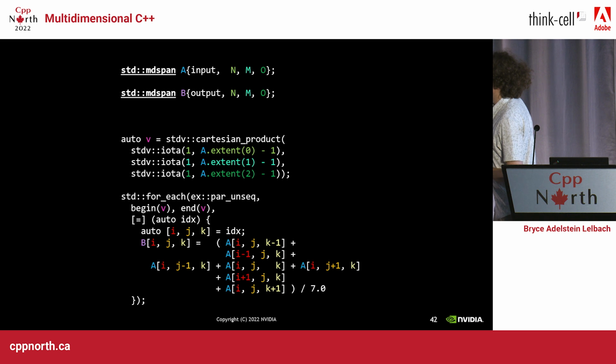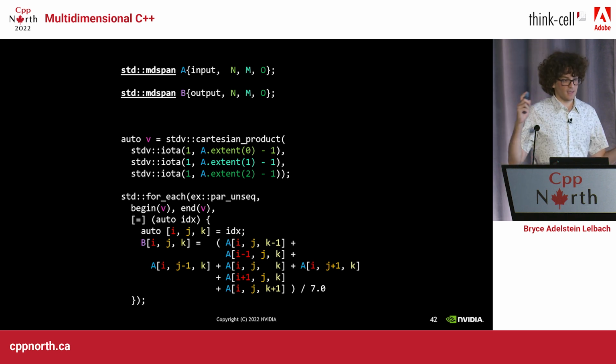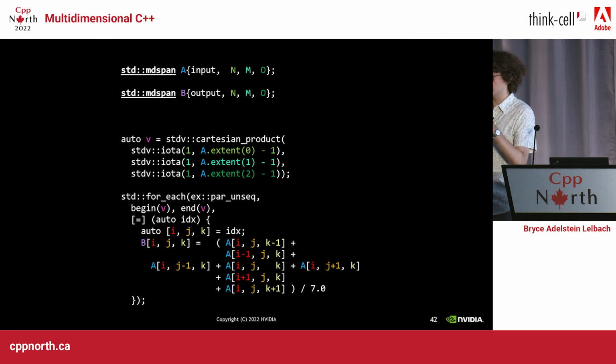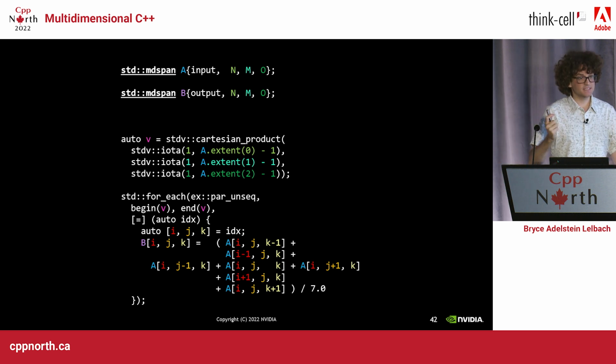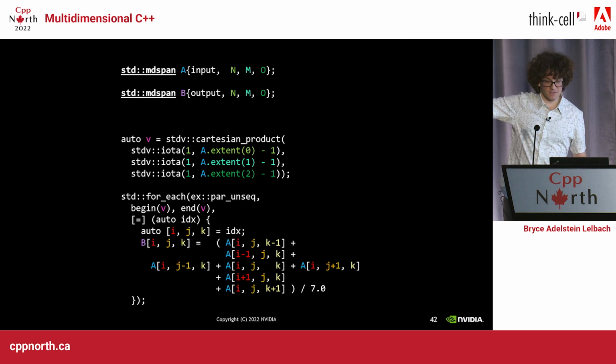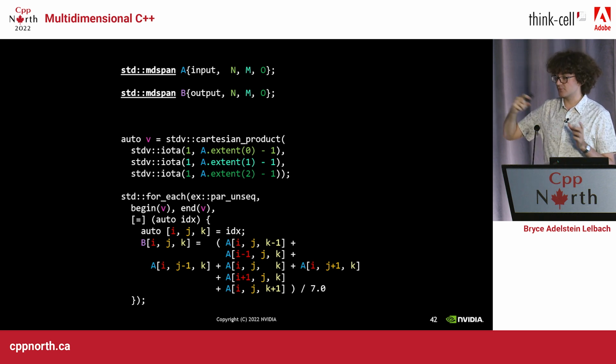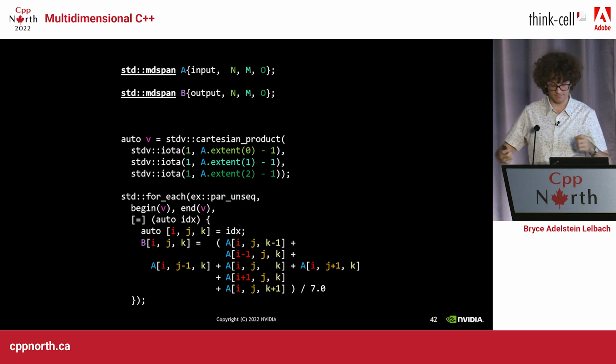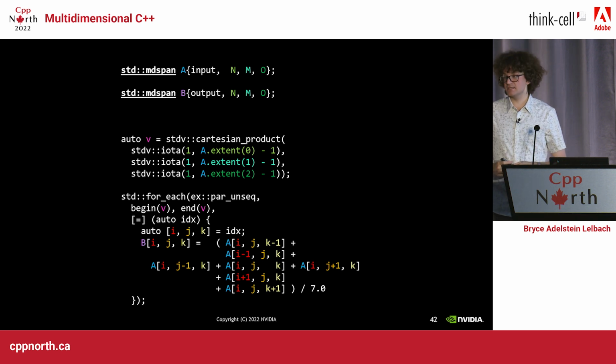So iota is a C++20 range factory that produces a sequence of integers that are monotonically increasing. Like iota of 1 to n gives you the numbers from 1 to n minus 1. And then Cartesian product takes a bunch of ranges and produces the ordered tuples of the combination of those ranges. So in this case, V is going to be a range of tuples of 3 elements from 0, 0, 0 up to A extent 0 minus 1, A extent 1 minus 1, A extent 2 minus 1. This is just a simple technique that you can use in C++23 today to create a range over a multidimensional index space.